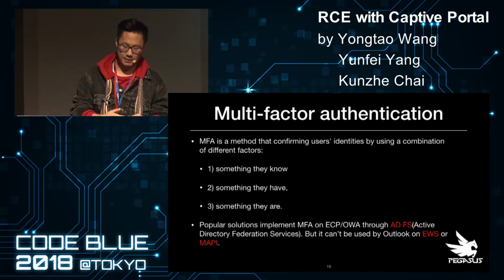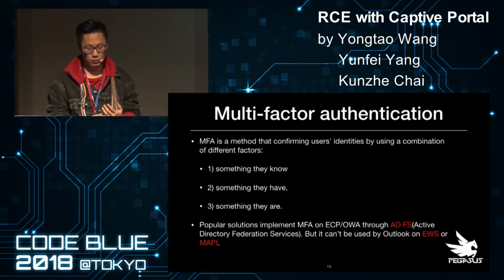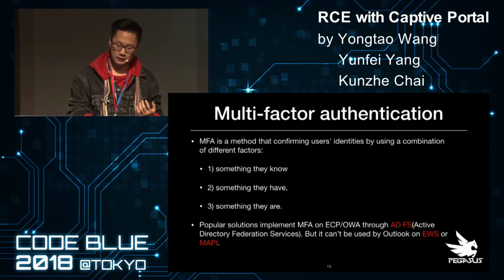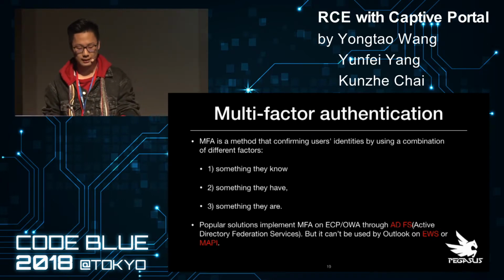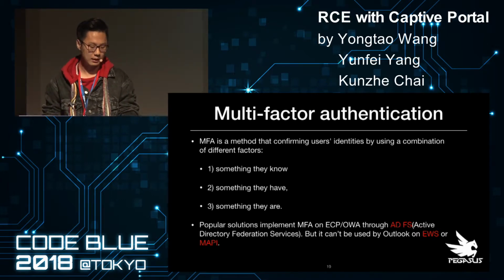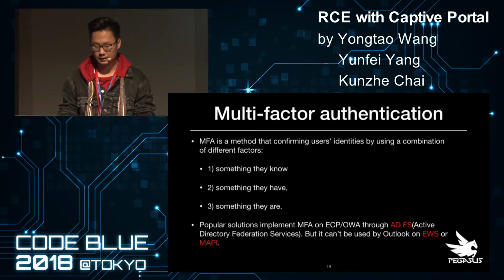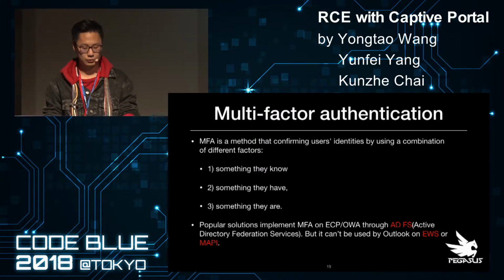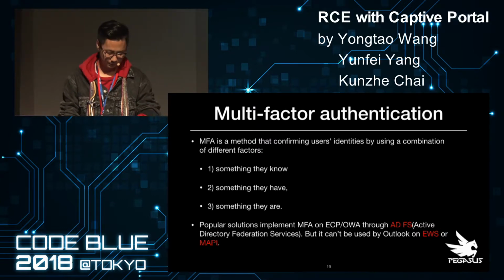MFA, multi-factor authentication, is a way of confirming users' access. It usually uses a combination of different factors. The first is something they know, the second is something they have, the third is something they are. Most solutions implement MFA on ECP or OWA through ADFS, but it can also be used by Outlook on the web or MAPI. So there are some security risks.